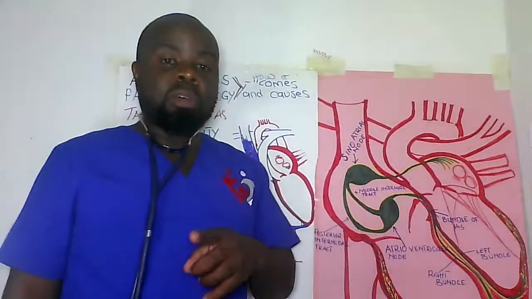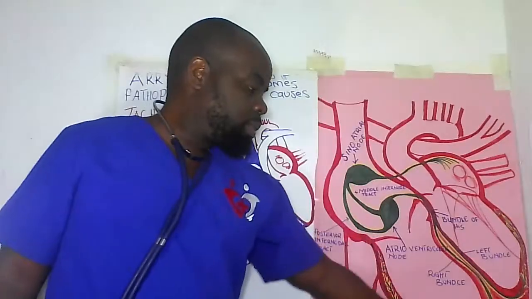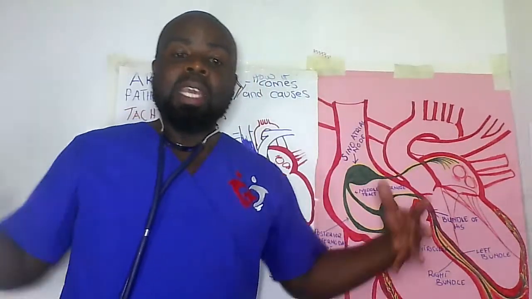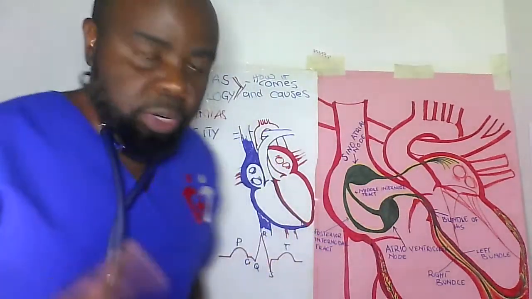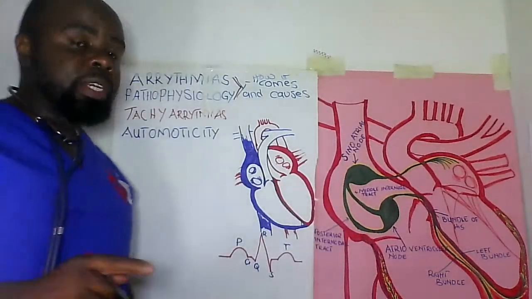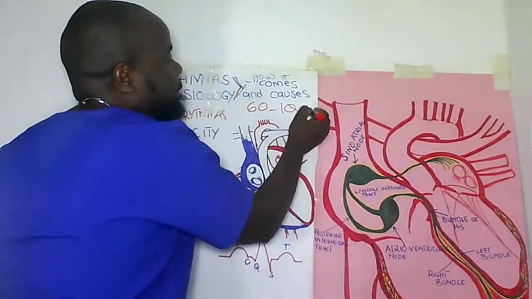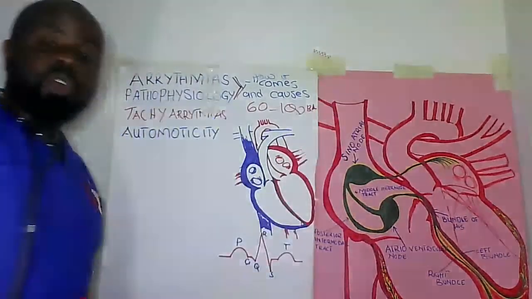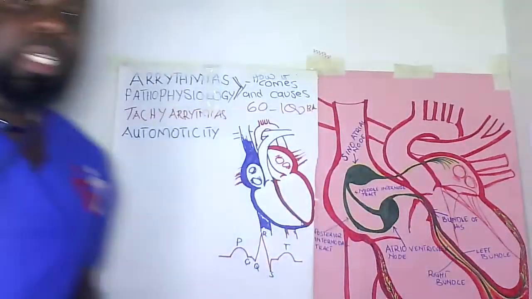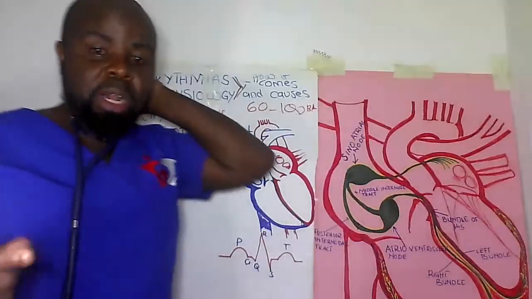The other thing we talked about is the ventricles. When the positive charges are going through the bundle of His and the divided bundles, they contract. So we said the normal heartbeat is between 60 to 100 beats per minute, and we call it automaticity. Automaticity is the normal beating of your heart, the normal heartbeat.